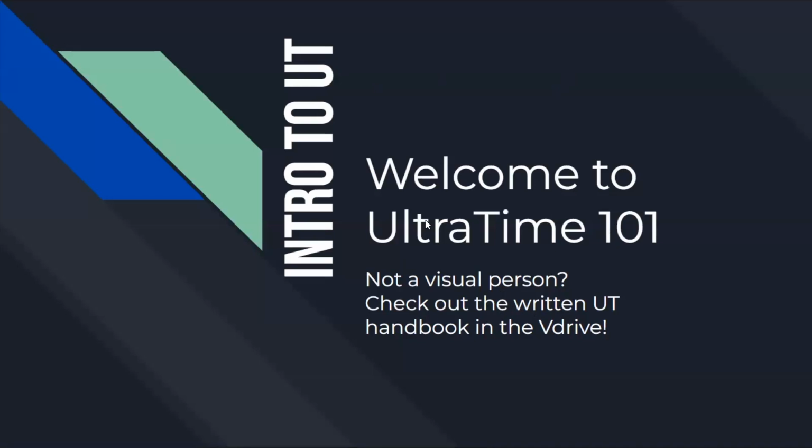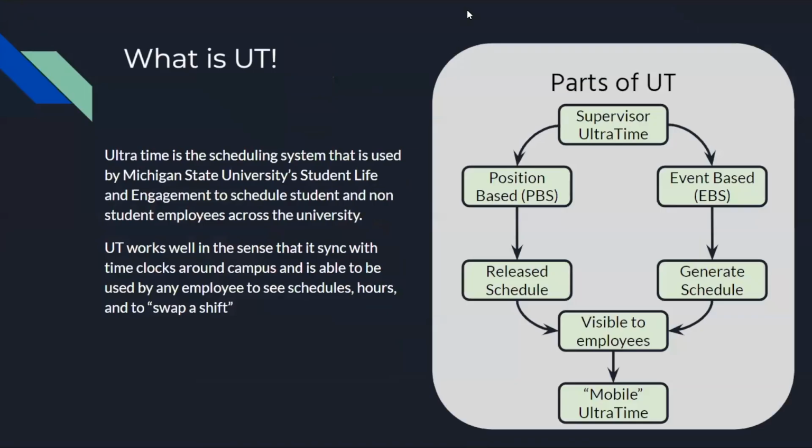So just some basics as we go through. What is UltraTime? UltraTime is a scheduling system that is used by Student Life and Engagement here at MSU to schedule students and non-student employees across the university. UltraTime does sync with our payroll system and also our time clock. So it's really useful if you are trying to check your hours and things like that. UltraTime is really helpful there.